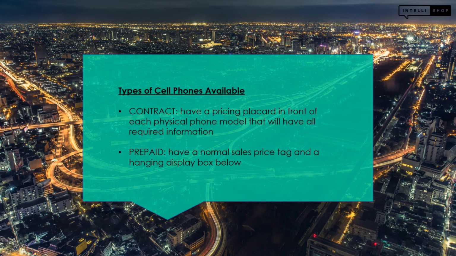Each location carries 2 types of phones, contract and prepaid. The photos of the price tags will look different depending on the type of cell phone. For example, contract phones have a pricing placard in front of each physical phone model that will have all required information. For contracted phones, you will photograph just the pricing placard. However, for prepaid phones, this is not the case. Prepaid phones will have a normal sales tag and a hanging display box below. In the case of prepaid phones, you will need to photograph both the sales tag and the hanging box below. For specific examples of photos for each retailer and phone type, please reference your shop guidelines.